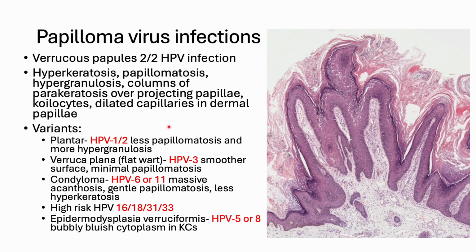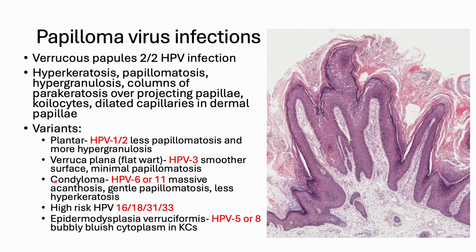I understand you should already be very familiar with the histologic changes, including hyperkeratosis, hypergranulosis, and coilocytic changes. But I would like to point out it's better to remember what subtype of HPV is associated with which variant of HPV infection. For example, in plantar HPV infection, the most common subtypes are 1 and 2. In the flat wart, another name is verruca plana, it is HPV 3.